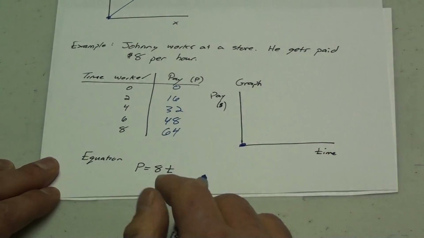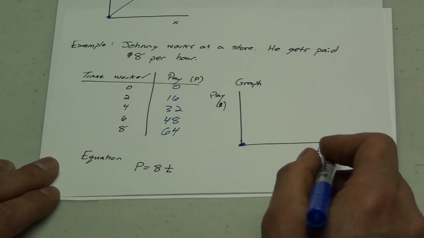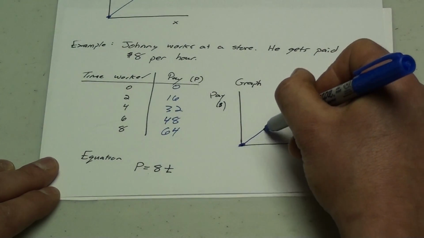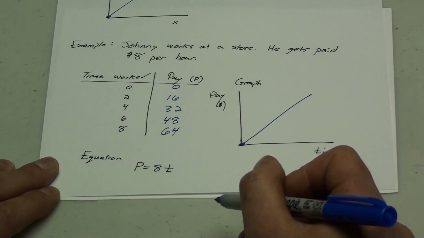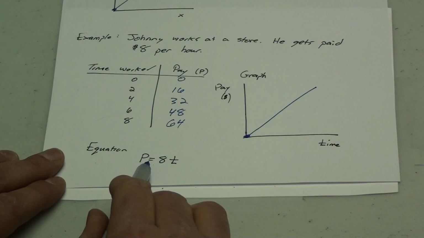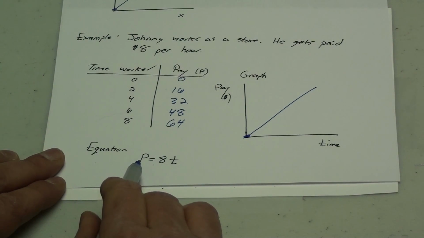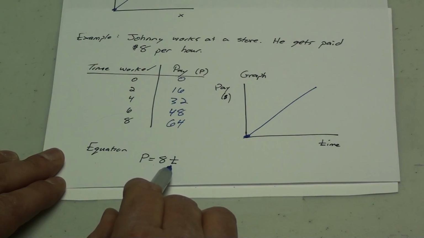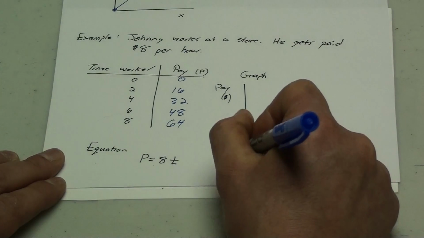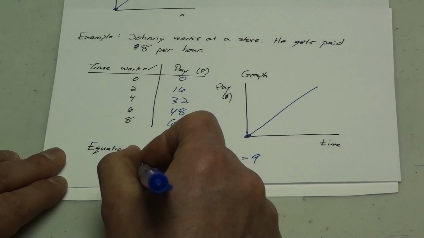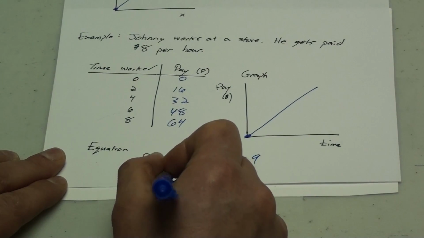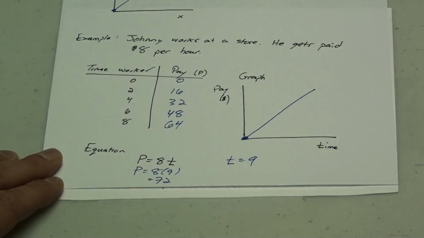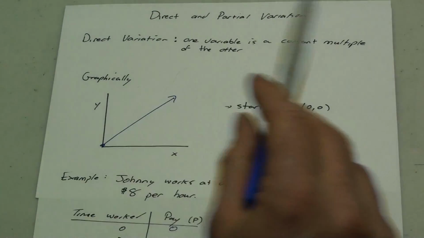Graphically, I've put time along my x-axis and pay on my y-axis, so it's going to start at 0, 0, and then I have my points going from there. An equation for this would be P equals 8T. For the amount of money he makes, P, the pay, equals 8 times how long he works. So if he worked 9 hours, the amount of money he makes would be 8 times 9, which is $72. The amount of money he makes directly changes according to how long he works. That is direct variation. It starts at 0, 0.